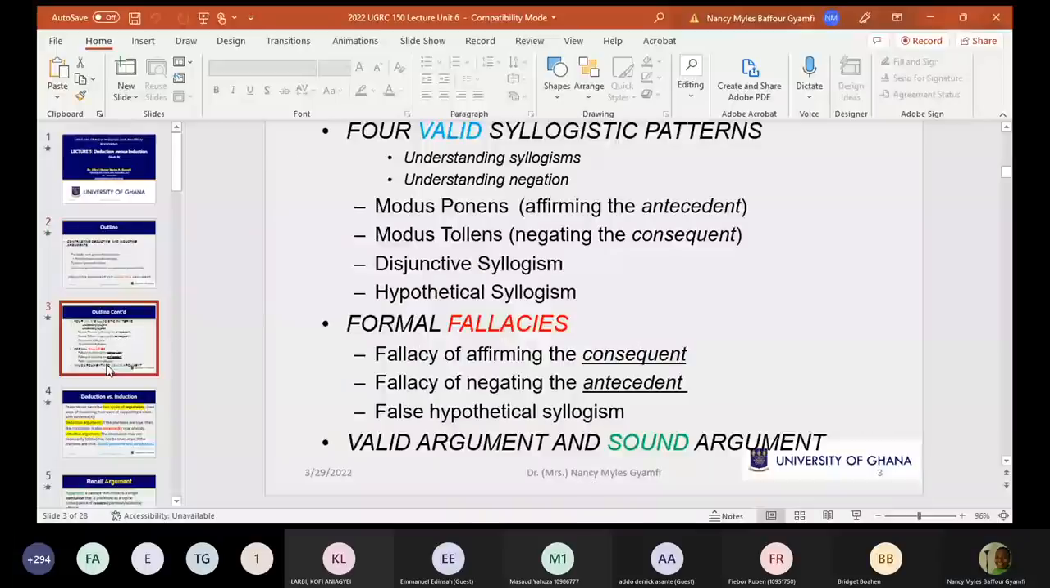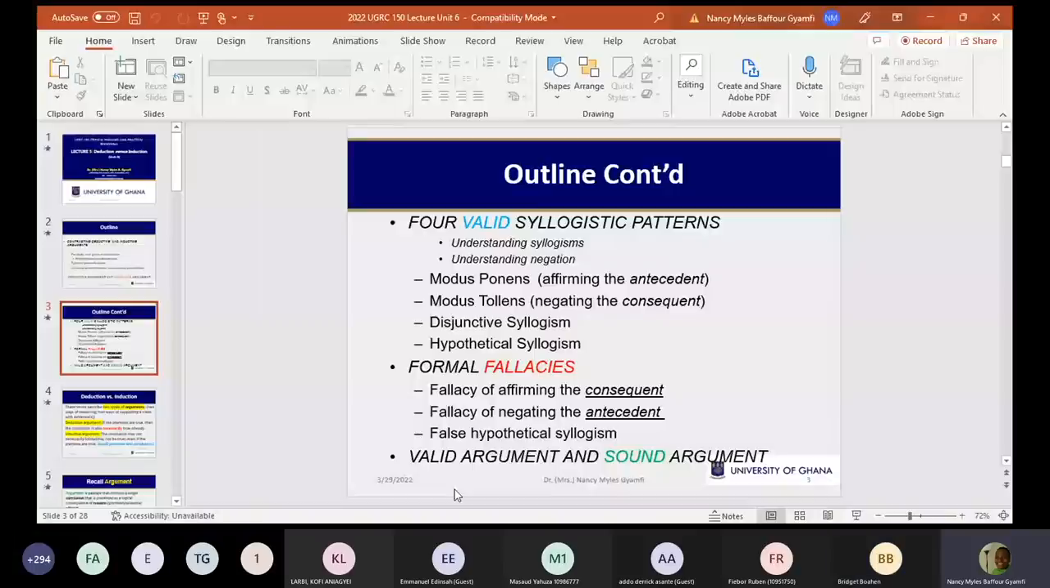Still outline. Four valid syllogistic patterns. Syllogism, so syllogistic. Understanding syllogisms. Modus ponens, affirming the antecedent. Modus tollens, negating the consequent.